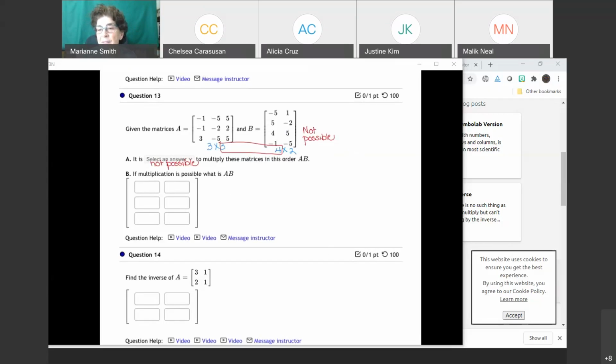So there's no way to do it, okay? And you get full credit, right? However, if these two dimensions did match, you would basically put your multiplied answer here. Like for example, everybody remember how to do this in Symbol Lab.